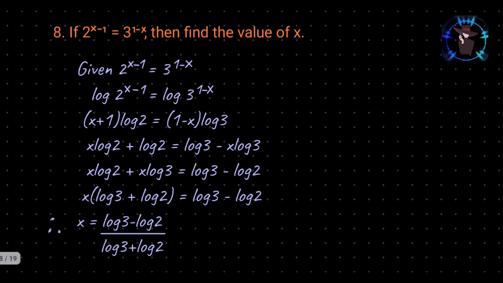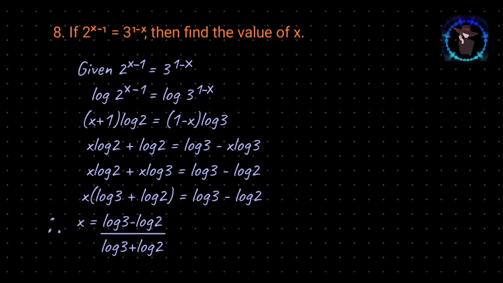Eighth question is, if 2 power of x minus 1 equals 3 power of 1 minus x, then find the value of x. Given 2 power of x minus 1 equals 3 power of 1 minus x, taking log on both sides. Now this comes here in the front. That was the rule of log: x plus 1 log 2, x plus 1 log 3. Now let's bring this log inside. x log 2, log 2 into 1 is log 2, log 3 into 1 is log 3, x into log 3 is minus x log 3.